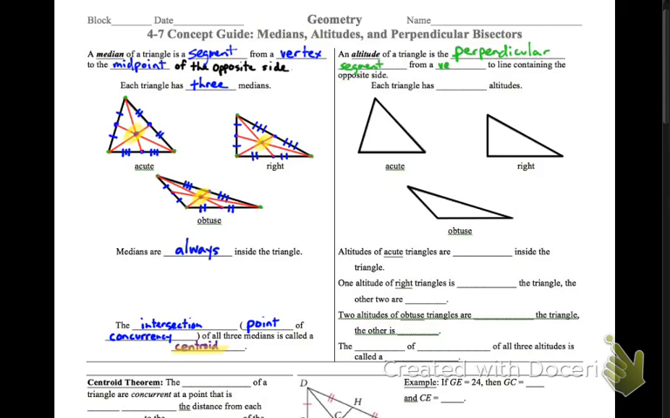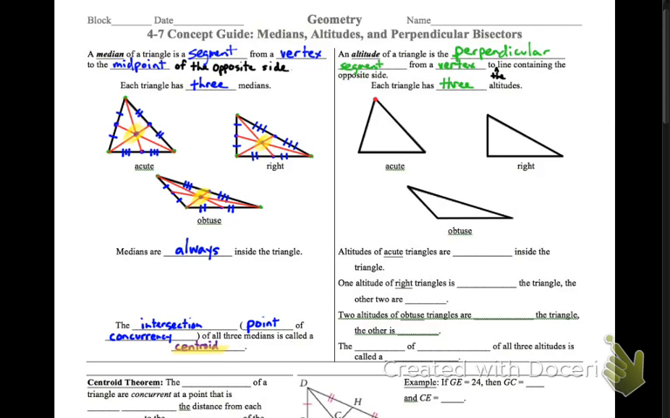All right, an altitude. If you think of altitude, you think of how high something is, and if you think of how high something is, it has to be perpendicular to it. So it's the perpendicular segment from a vertex to the line containing the opposite side. So it's similar to this, except they're not going to go to the midpoint. It's going to make a perpendicular piece.